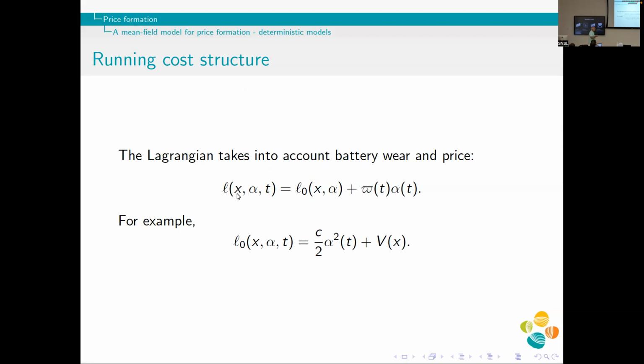You can imagine this term as describing wear and tear of batteries or local price impacts. You can imagine that V of x tells you about storage costs or constraints. Once my battery charge is negative, bad things are going to happen. Or when my battery charge is above 100%, bad things happen, and this could be encoded in this potential.